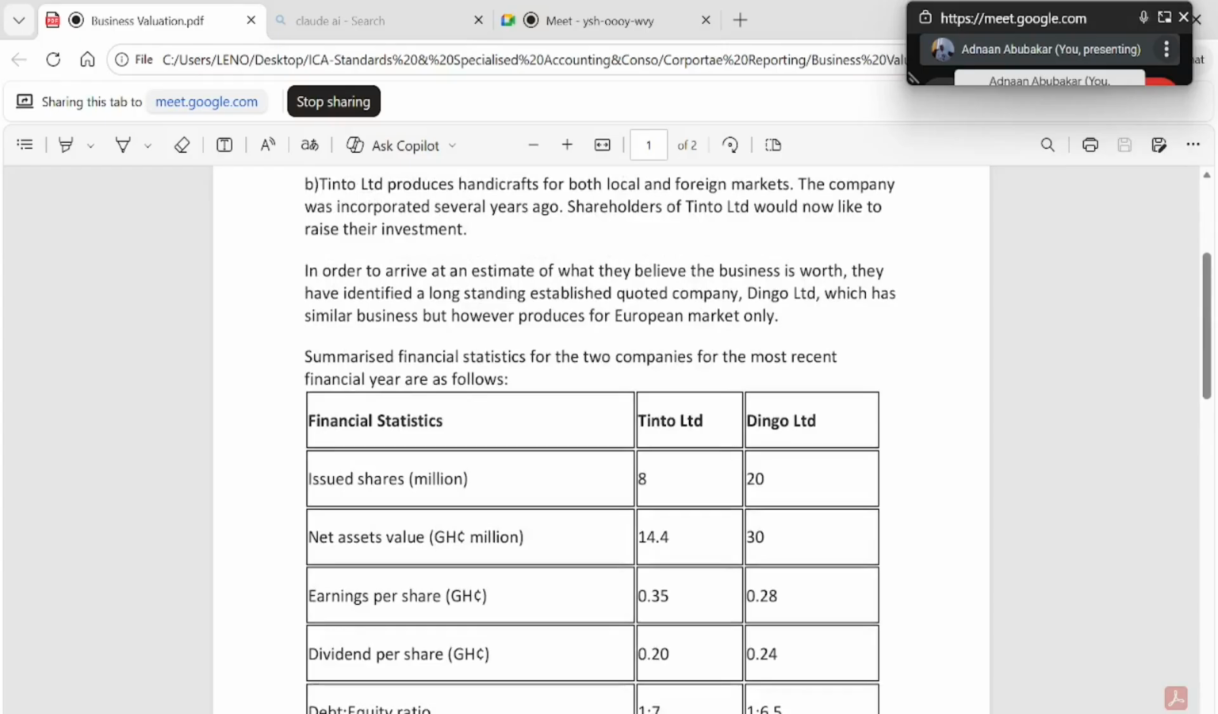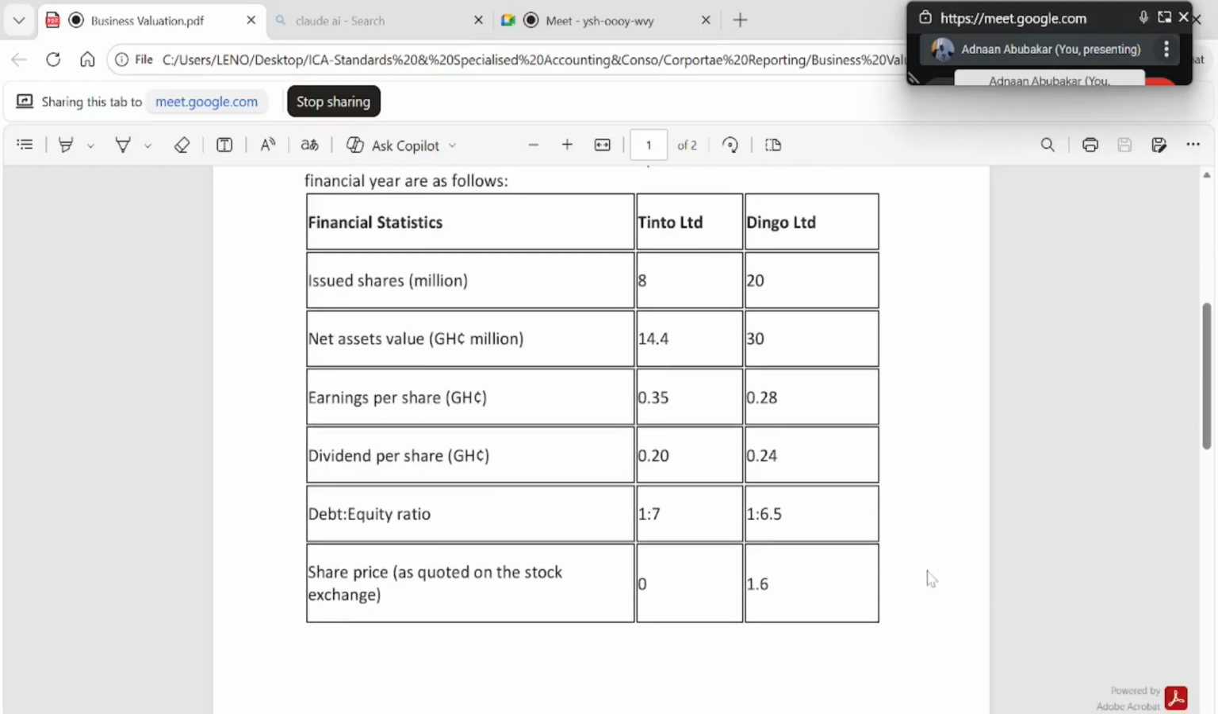So let me read here. Tinto Limited produces handicrafts for both local and foreign markets. The company was incorporated several years ago. Shareholders of Tinto Limited are now likely to raise investment. In order to arrive at an estimate of what they believe the business is worth, they have identified a long-standing established quoted company, Dingo, which has a similar business but produces for the European market. So here they have another company called Dingo in the same industry, and now they are comparing their finances. This area is for Tinto and this area is for Dingo.